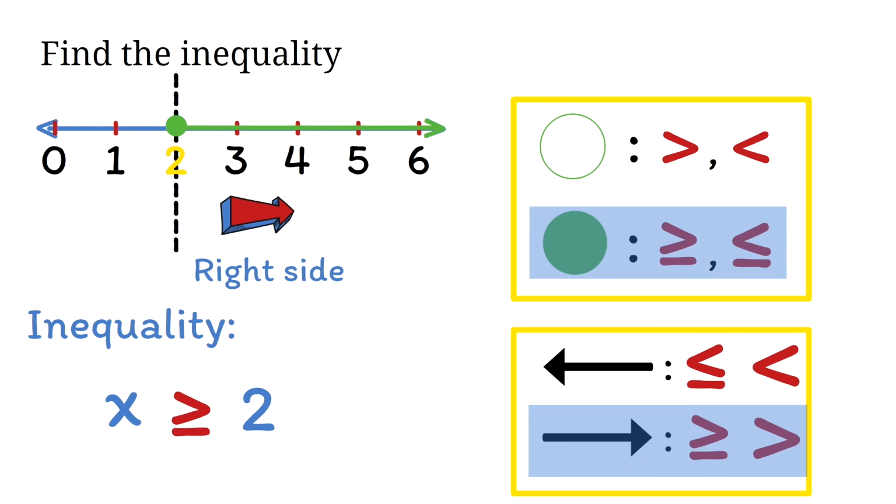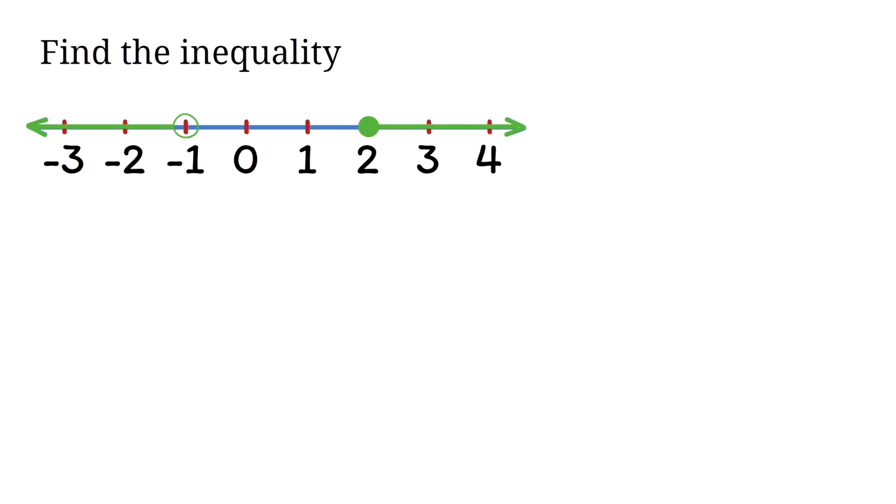Now let's take a look at another example. Find the inequality of the graph on the number line. To solve this, we first identify the boundary numbers of the inequality on the number line. In our case, it's -1 and 2. Next, we determine the circle type and direction the arrows point towards.